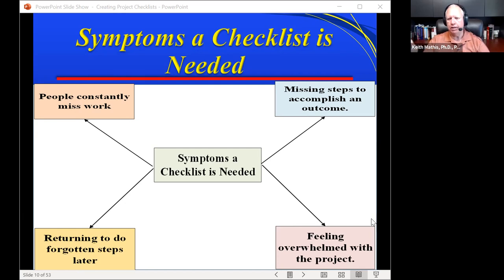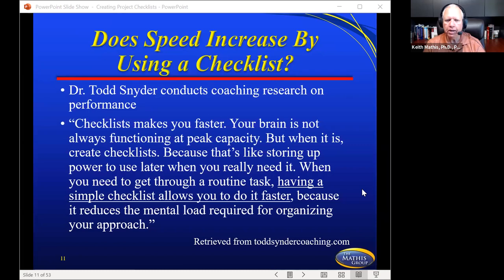Where if they had it in a list and a checklist to do different pieces of it, they would not be as overwhelmed, because that checklist becomes your secondary memory of being able to come up with these things. All right, so does speed increase by using a checklist? Most of your researchers will say, because it's a performance tool, that it does increase efficiency.